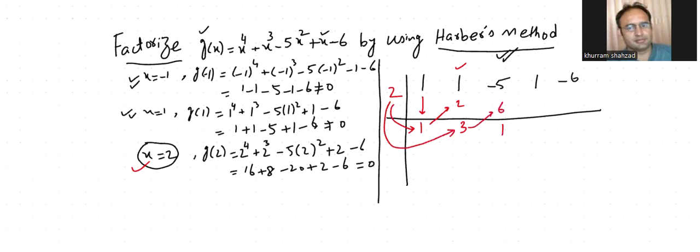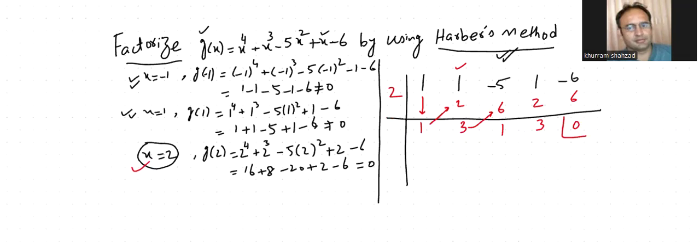Next, we will multiply this 2 with 1. So this is 2, 1 times 2. And 1 plus 2 is 3. So now we will multiply this 2 with this 3. 2 times 3 is 6. Negative 6 plus 6 is equal to 0. So this is our first result about this.